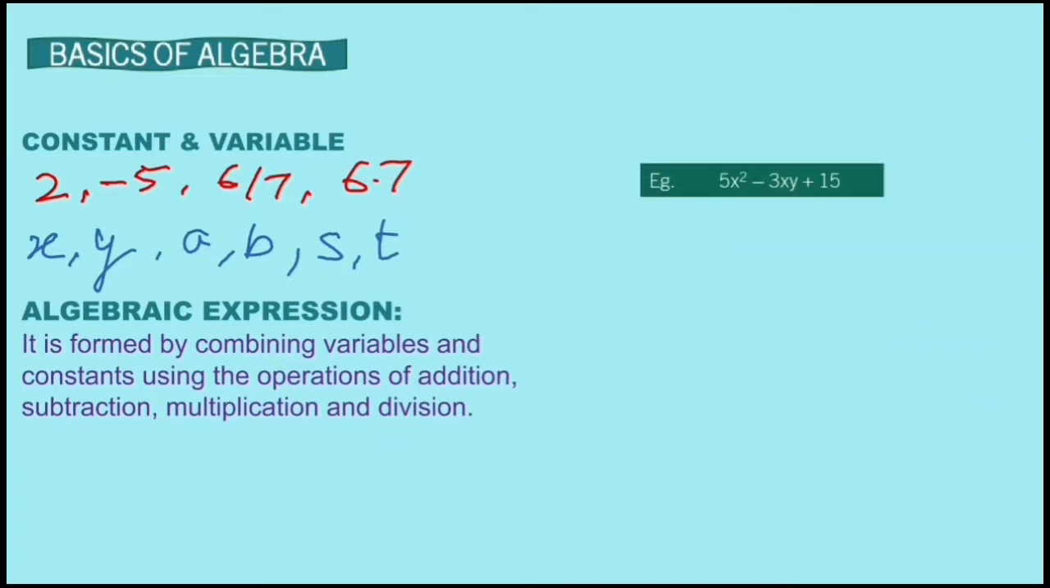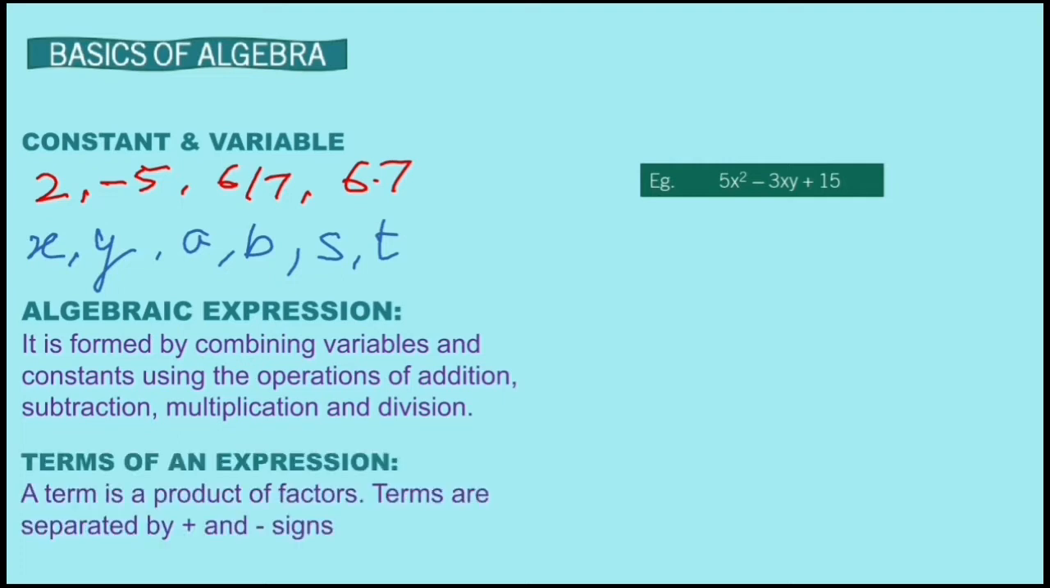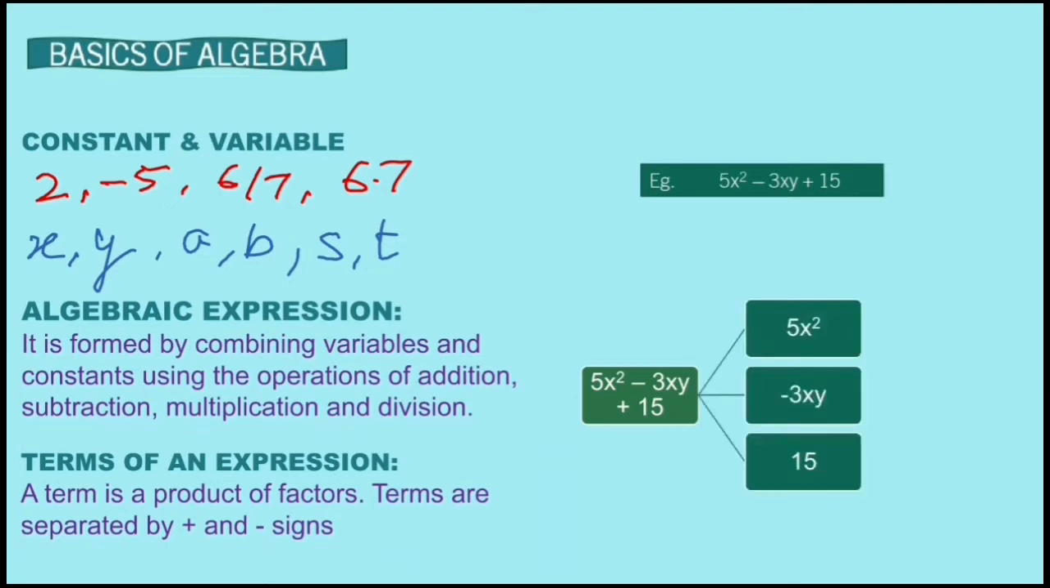Next comes terms of an expression. It's very easy to identify the terms in any expression. Look at the expression carefully. You will see that the whole expression is divided into parts by the minus and plus signs. So how many terms are there in this expression? Right, there are 3 terms. That is 5x squared, minus 3xy, and 15. Please note that every term has a sign. The first one is a positive term and we normally don't write positive sign in the beginning of any expression. So no sign is written with 5x squared. The second one has a negative sign and the third one has a positive sign.